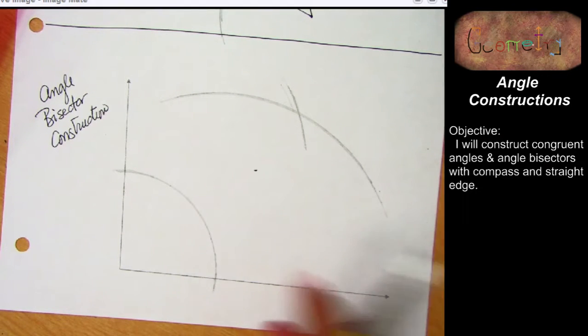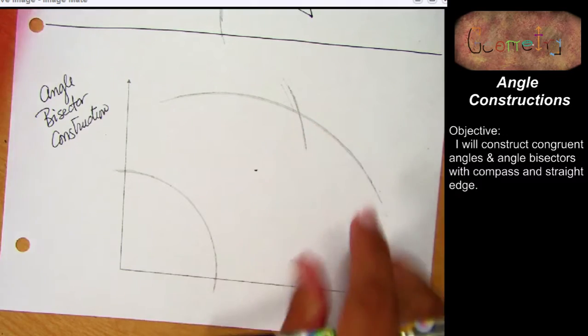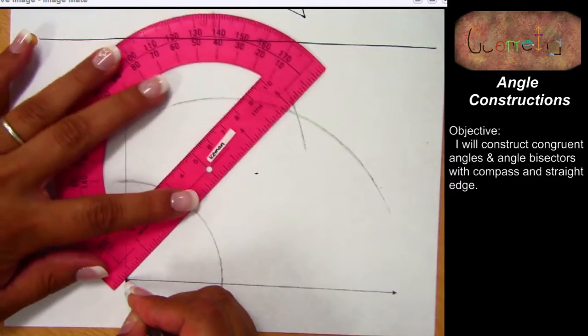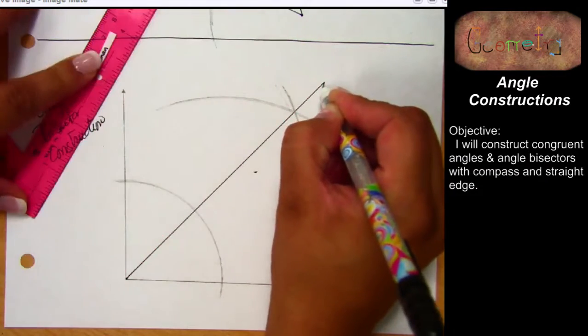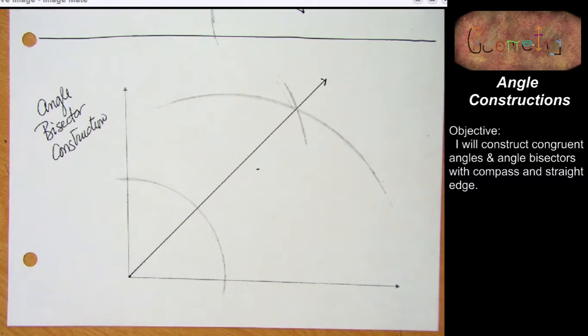Step 3, ray from vertex. Push it through that intersection you just drew. And we have bisected the angle.